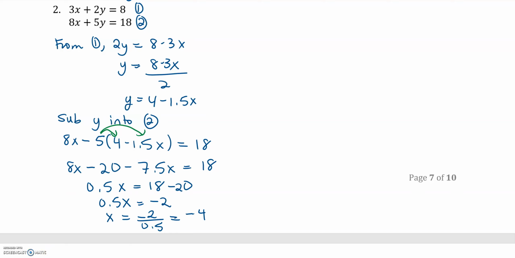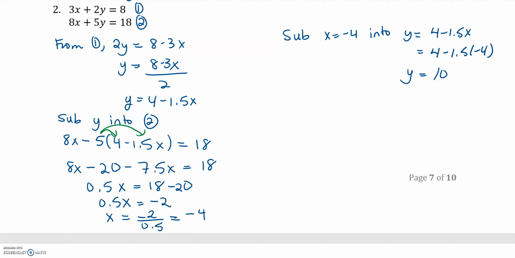Now we'll take our value of x is equal to negative 4, sub it back into our equation for y, and solve for y. When we solve for y, we find that y is equal to 10. And the solution to the system of equations is (negative 4, 10). In the last video for Module 2, we will use all of the techniques covered so far to solve application problems.